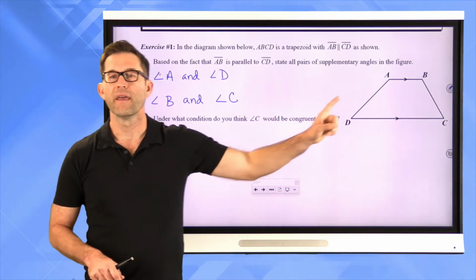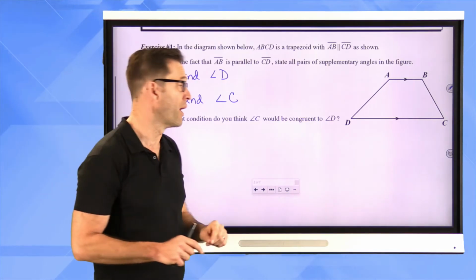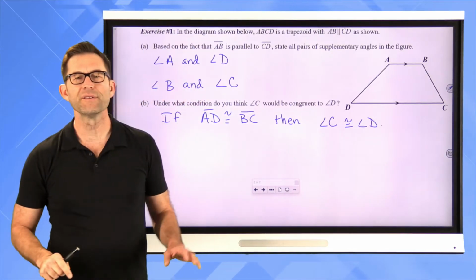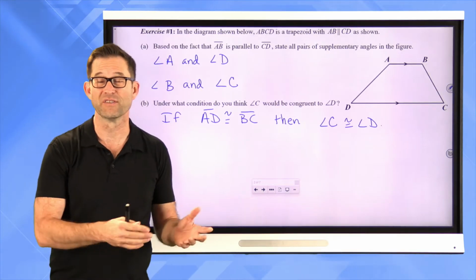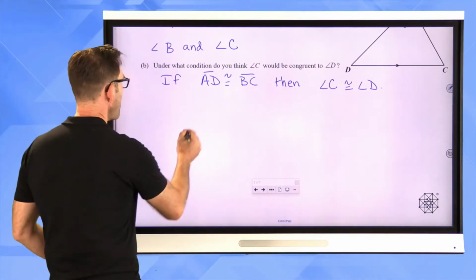Well, if you said if AD and BC are congruent to each other, then you would be correct, right? So if AD was congruent to BC, then angle C would be congruent to angle D. And a little discussion about this. We're going to prove this fact in the next exercise, as we always do. We're not going to just state something and then kind of move on, but we'll prove this in the next exercise. But essentially, you can kind of think about it like this.